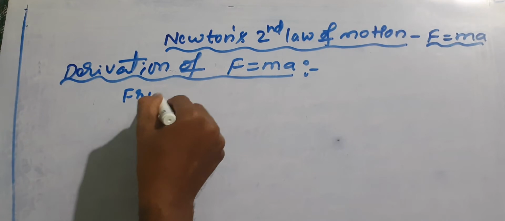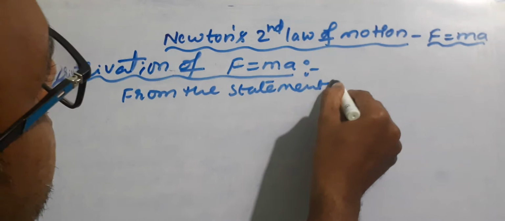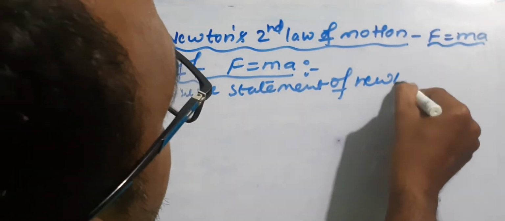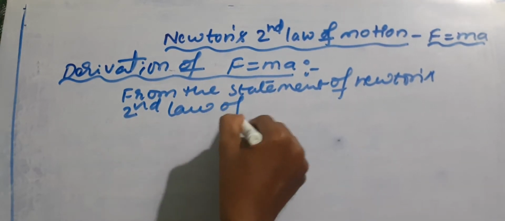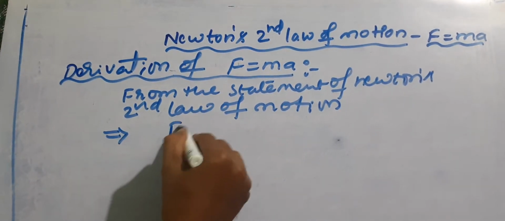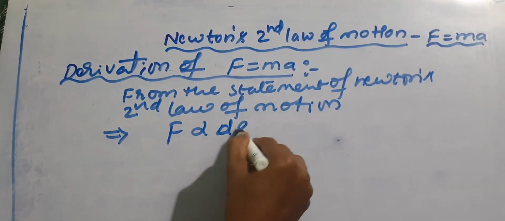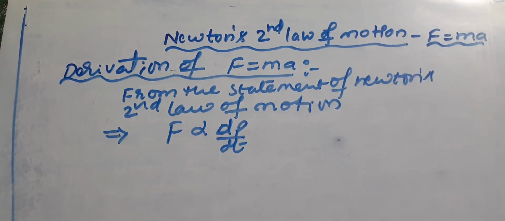So from the statement of Newton's second law of motion, we can write F is directly proportional to dp by dt. That is, the rate of change of momentum of a body is directly proportional to the net force acting on the body. This is the statement of Newton's second law of motion.